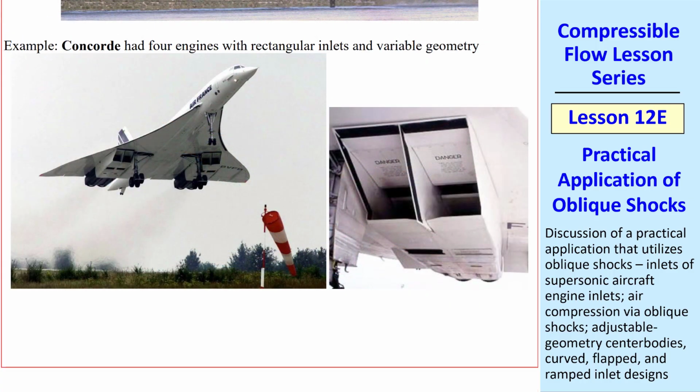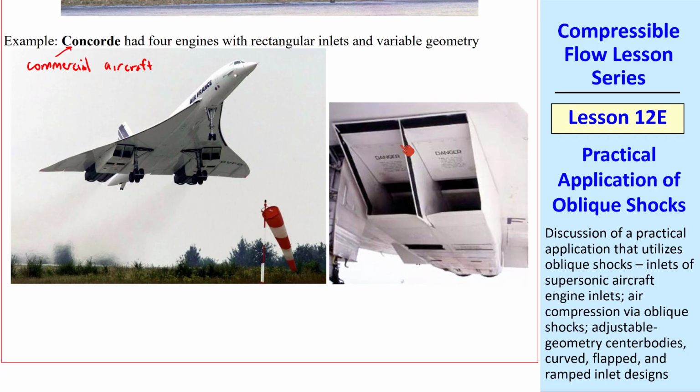The Concorde was a commercial rather than military aircraft. It had 4 engines with vertical asymmetry and variable geometry as shown here, with the 2 engines on one side sharing a center vertex here. This was a very cool aircraft, but it was extremely expensive to fly supersonically. It's no longer in service.